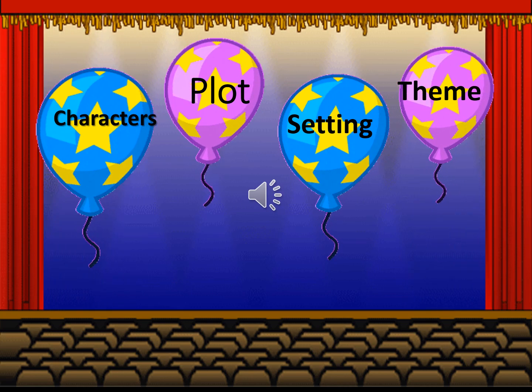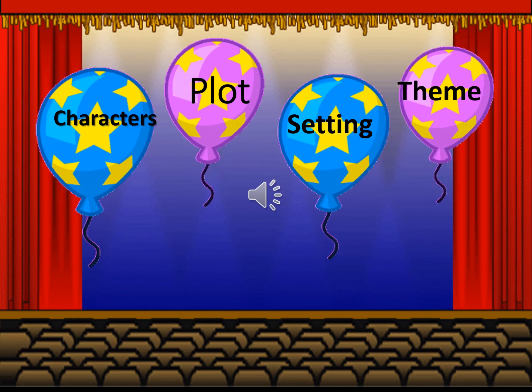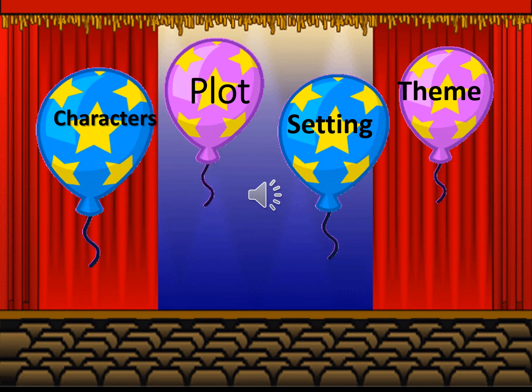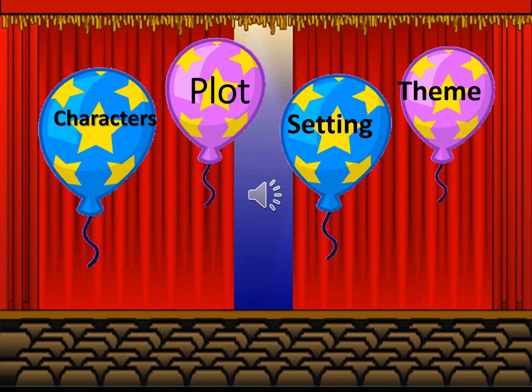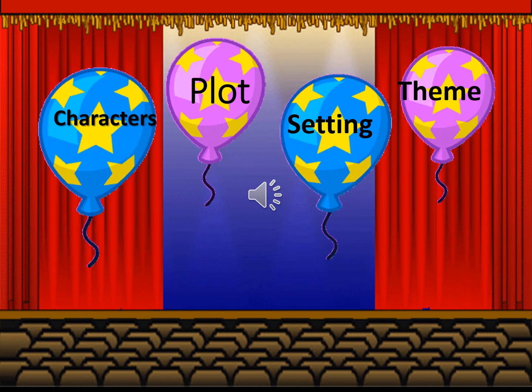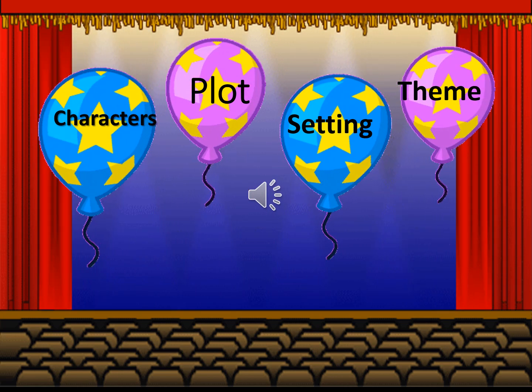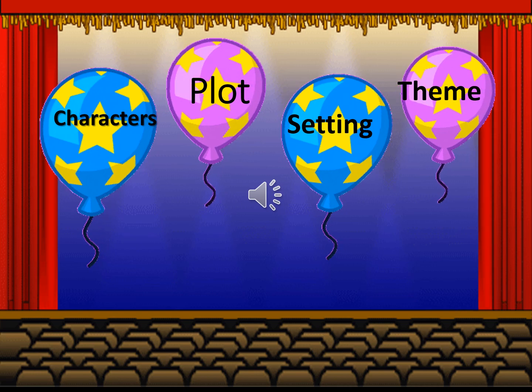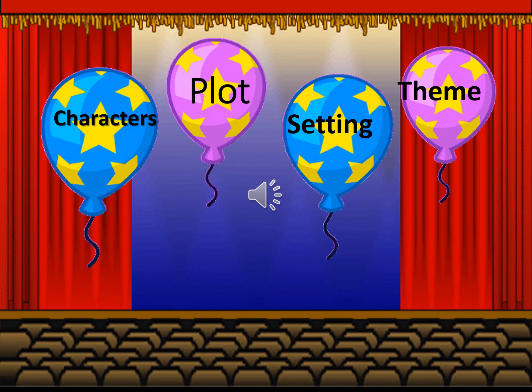What are the story elements? We have here to know four things about the story elements. The first one is the main characters. Number two, plot. Number three, setting. And the last thing we're going to know about is the theme. Let's start.